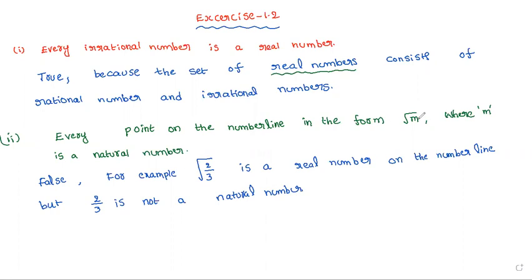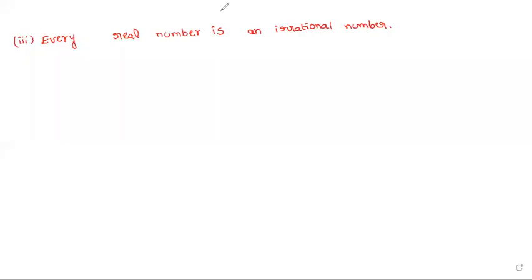Did you understand the question? Square root of any number also becoming a natural number, that is not possible. Okay, not possible. Next question number 2. Write down. Every real number is an irrational number. False.